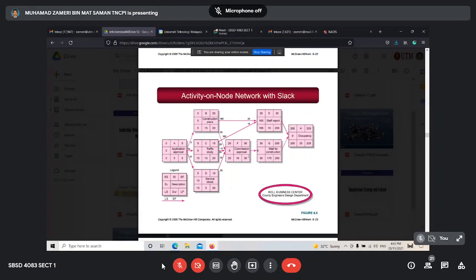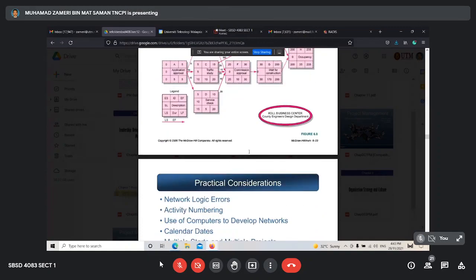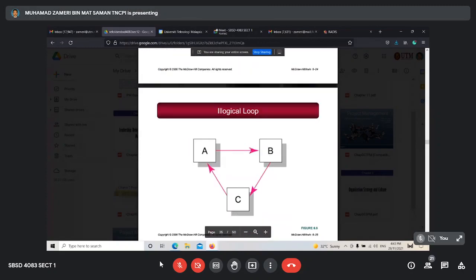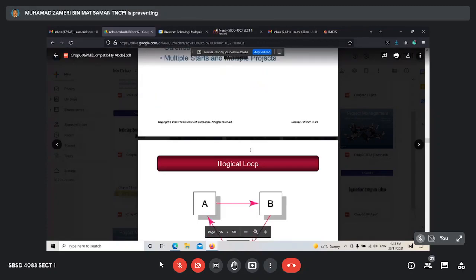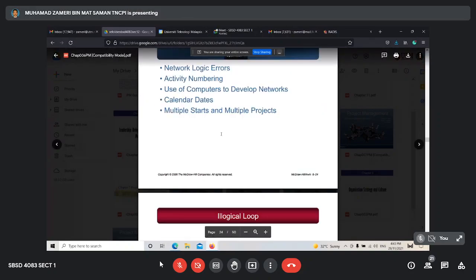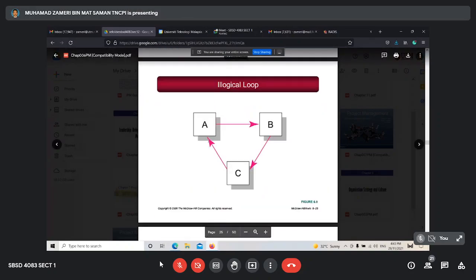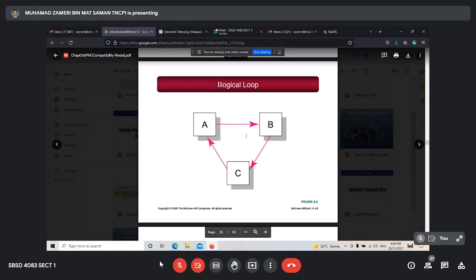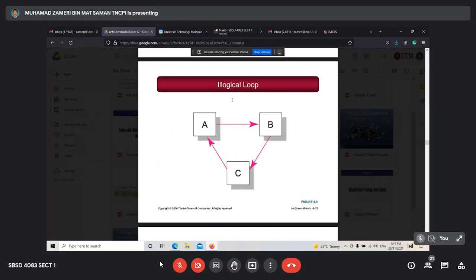Okay. Alright. So this is the calculation. And then the path cannot be written back. I mentioned to you just now, the arrow must be from left to right. Cannot be from right to left. Cannot. Okay. This arrow, this is no. This one we call illogical. It's not logic.